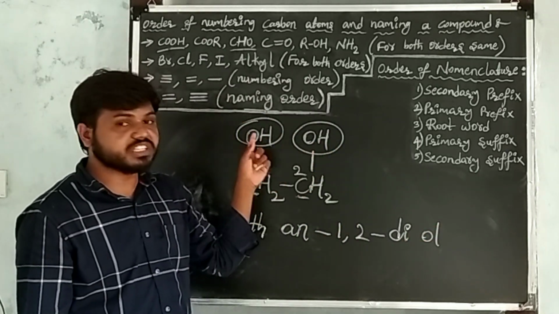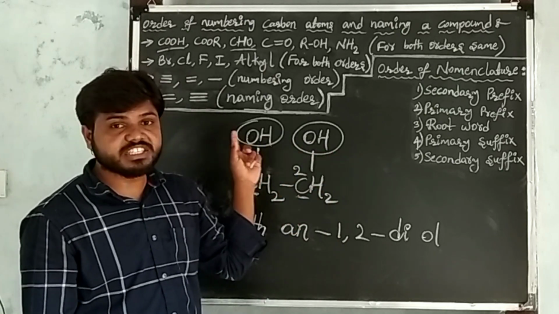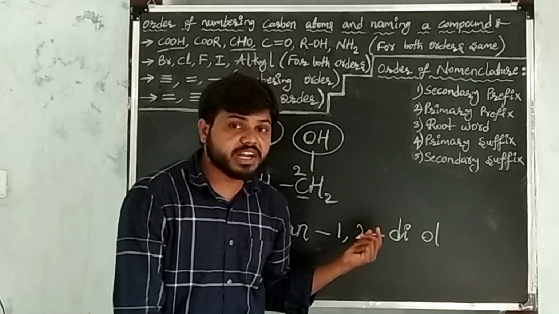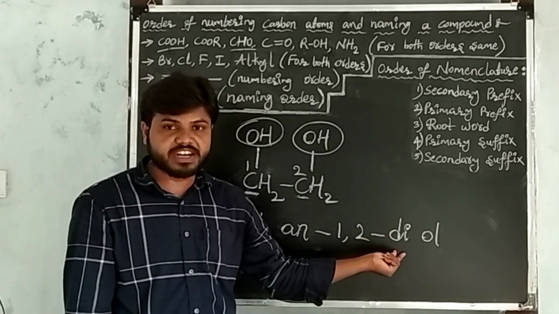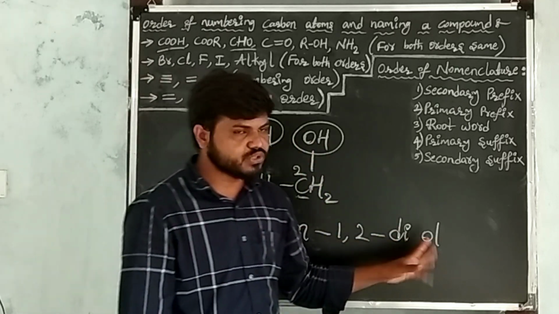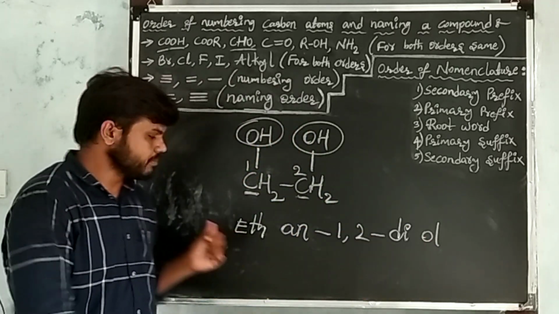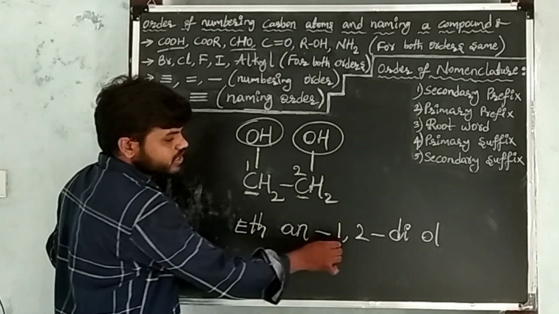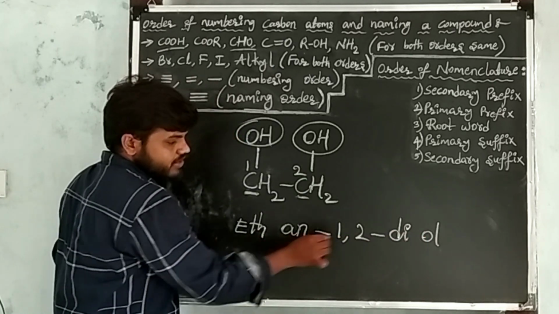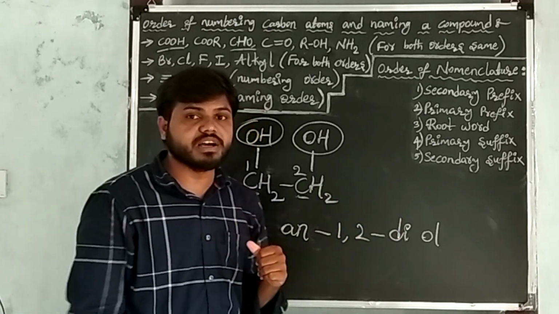First I wrote the positions of each alcohol, that is 1, 2. Then how many times is it repeating? 2 times. The numerical prefix of 2 times is di. After writing the numerical prefix, write the suffix of alcohol, that is ol. Now this is the required IUPAC name, that is ethane-1,2-diol. Ethane-1,2-diol is the IUPAC name of the given carbon compound.